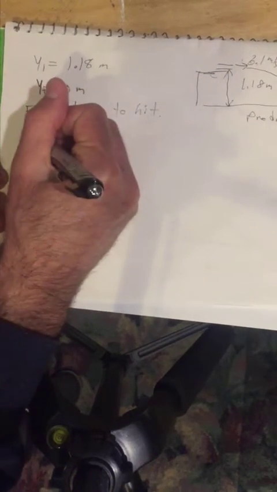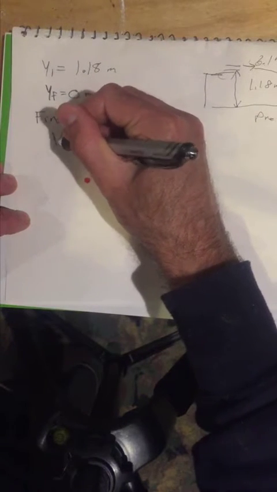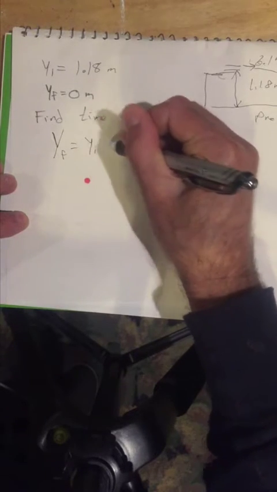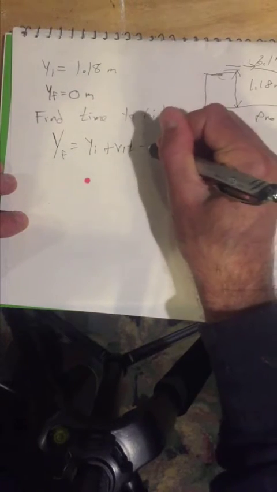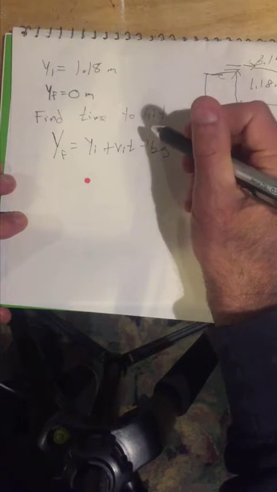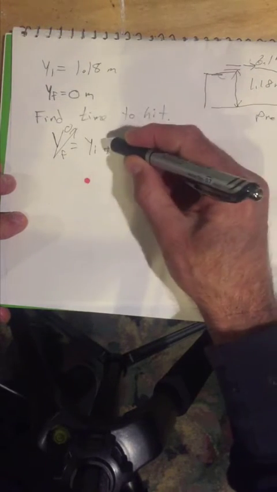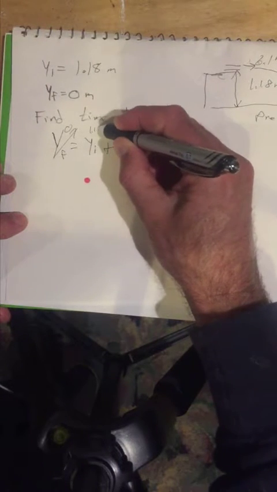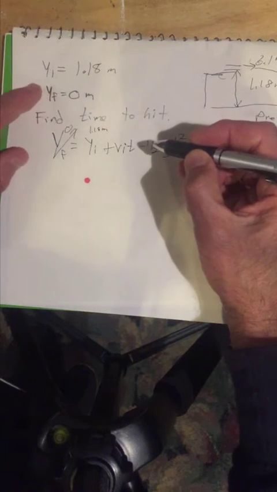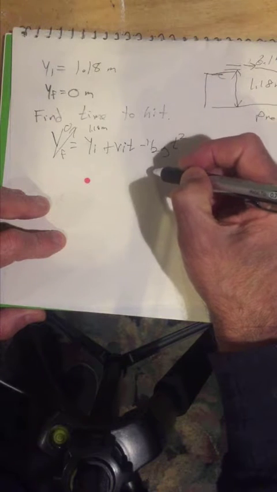So to find the time, I'm going to use the equation: y final equals y initial plus v initial t minus 1/2 g t squared. And y final is 0 because it's going to hit the ground. Y initial is going to be the 1.18 meters, which I'll substitute in a minute. V initial: even though it's moving at 6.1 meters per second, that's its v initial in the x direction.